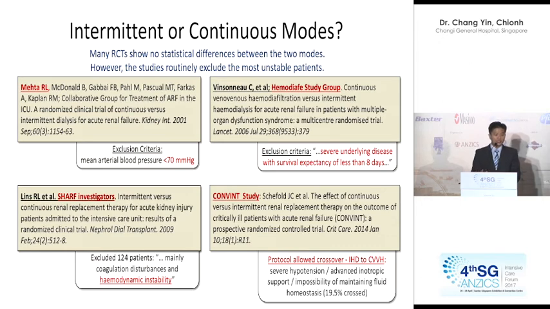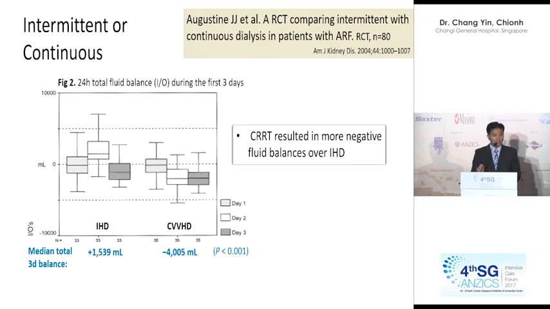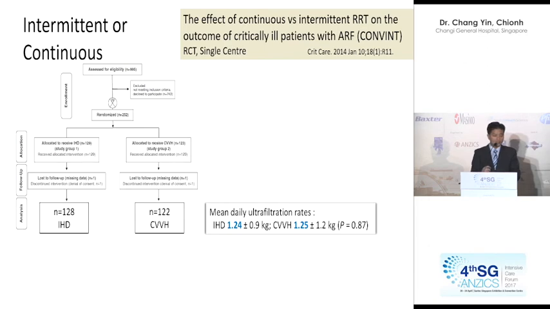There are also some studies that allowed crossover, which is a COVID study, which I'll talk about in a few more slides' time. So back to this Picard study, they went on to look at the different types of modality of dialysis. The CRRT was able to reduce the percentage fluid overload, and at the end of 10 days, it managed to bring the patient down to below 10%, while patients on intermittent hemodialysis had a cumulative fluid overload. One more RCT comparing intermittent and continuous therapies: the CRRT also resulted in more negative fluid balances over intermittent hemodialysis.